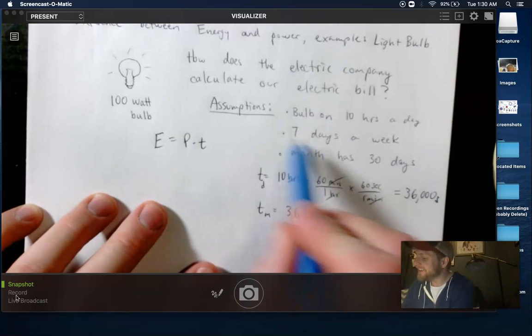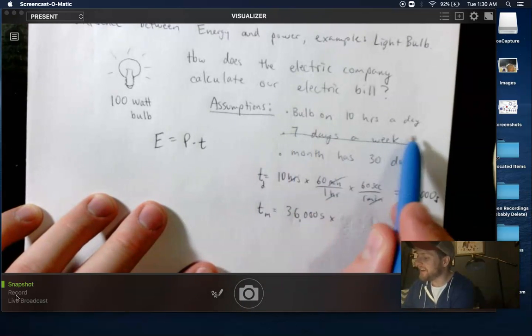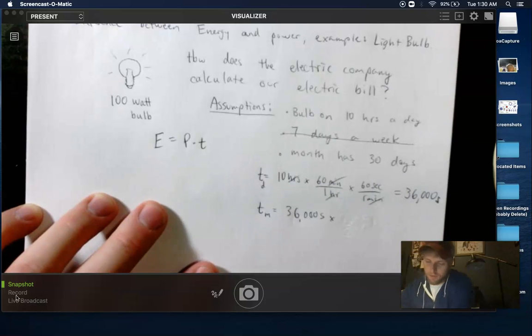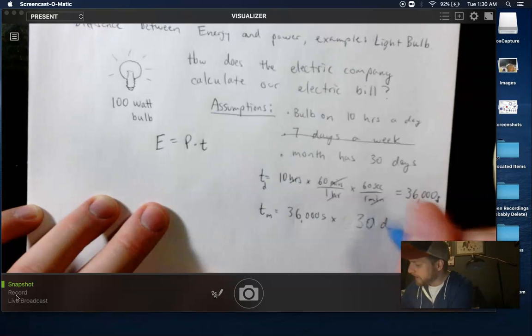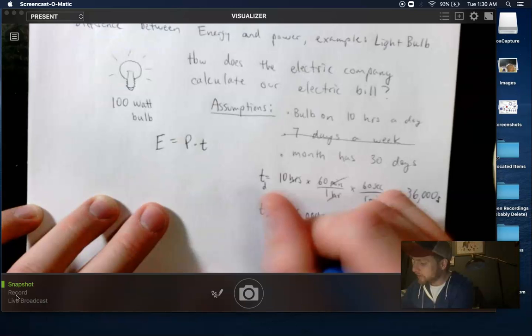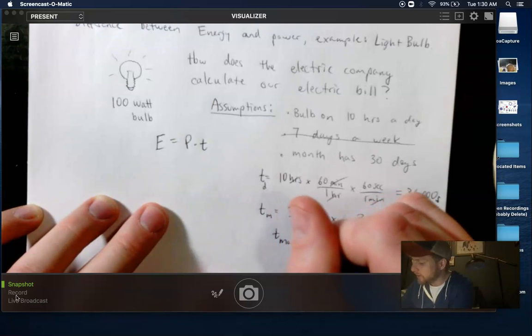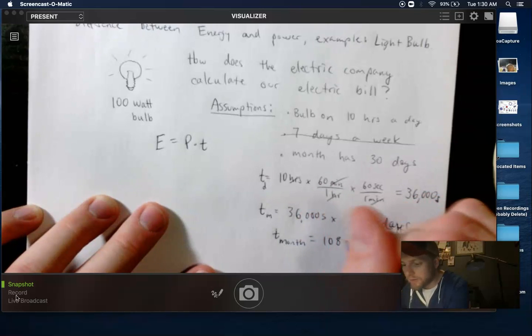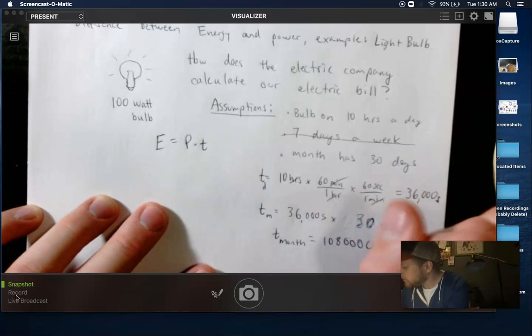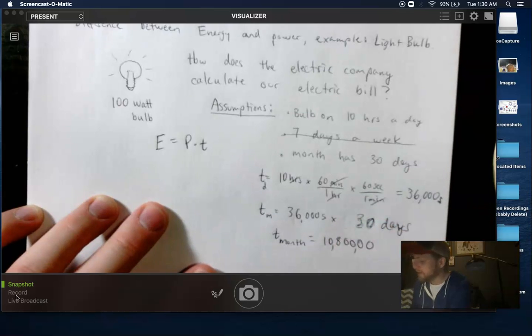I actually don't need 7 days per week because we already have 10 hours a day, and we're going to just assume that's for 30 days. So all we need to do then is multiply by 30 days, and voila, we've got the total number of seconds in 1 month if we're just doing 10 hours a day. So 36,000 times 30 ends up being 10.8 with 4 zeros. Yeah, 10,800 seconds. Okay, fantastic.